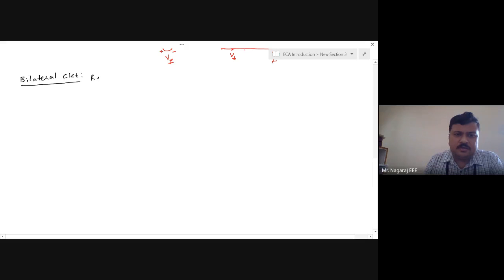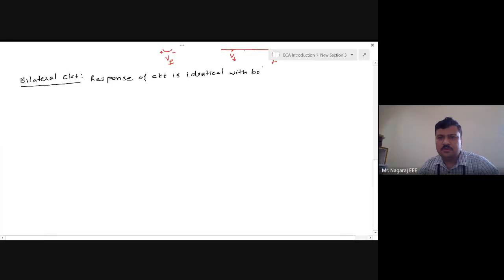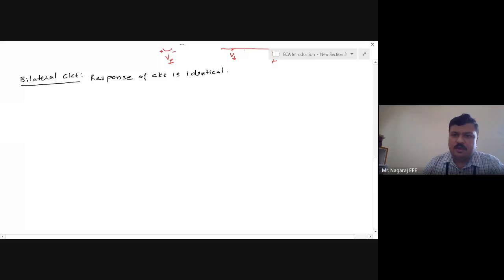If the response of the circuit is identical, independent of the direction of current in it, okay, so if any circuit is responding the same irrespective of the direction of current in it, it is a bilateral circuit.